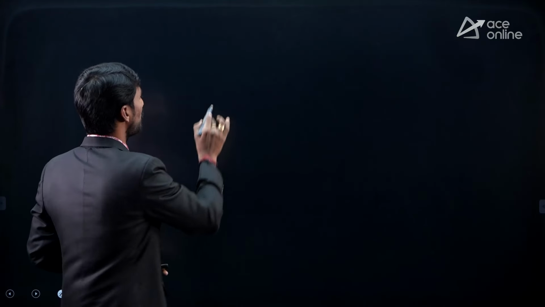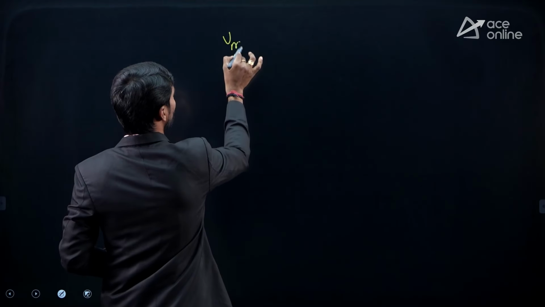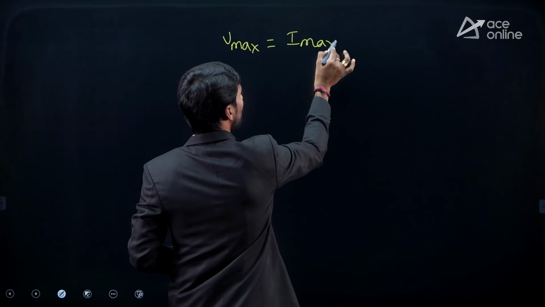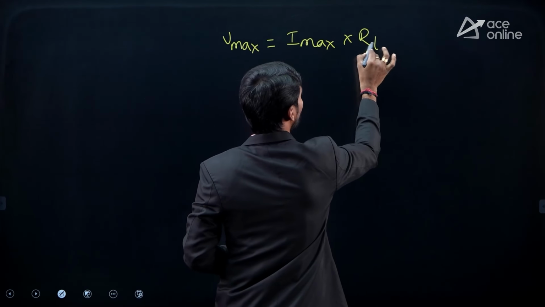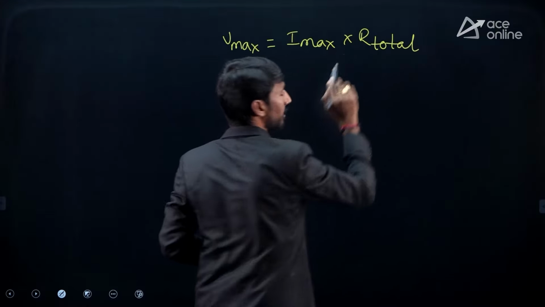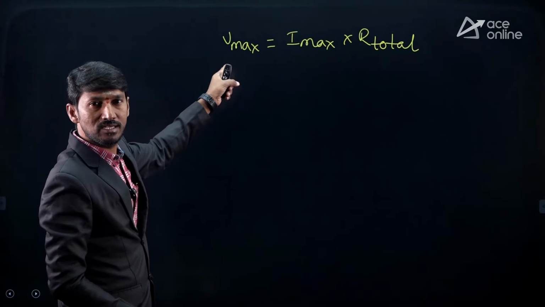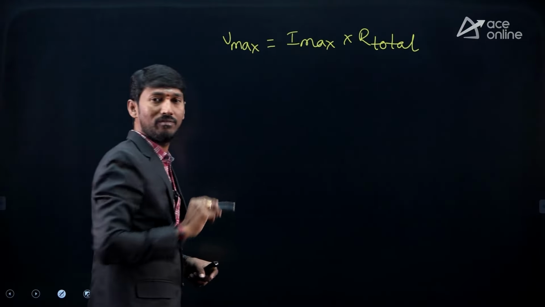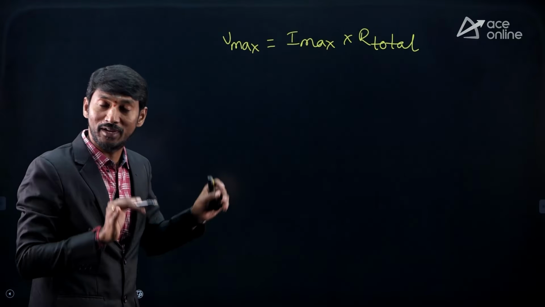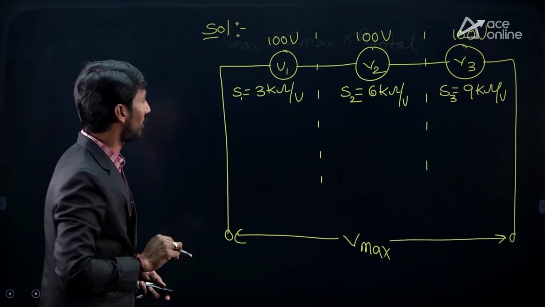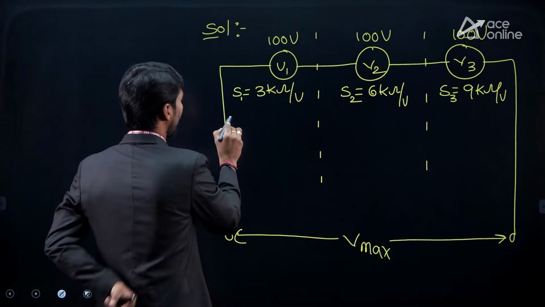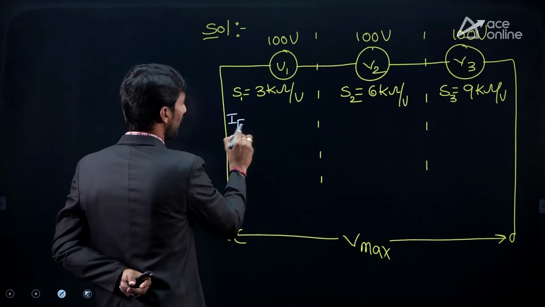Very simple point. Sir, V maximum means what we require? I maximum into R total we require. Simple. V maximum means I into R. I maximum into R total we require. So what is I maximum? That is the biggest task in this. Sir, from the given data, we can calculate IFSD.